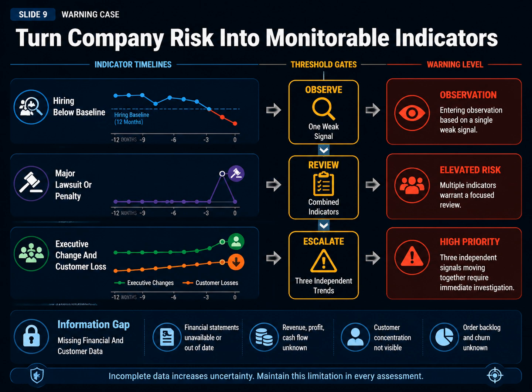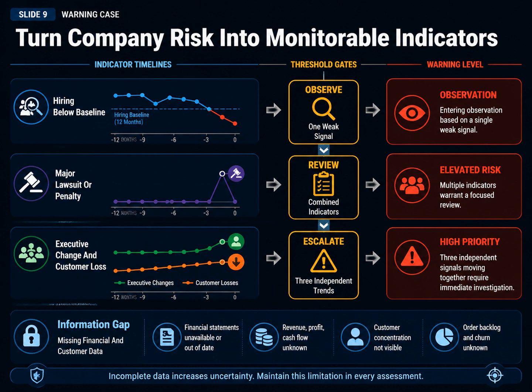Hiring below the 12-month baseline can enter observation. A major new lawsuit or regulatory penalty raises the legal risk level. If an executive change appears together with the loss of an important customer, that combination triggers a focused review. 3 independent signal groups moving in the same direction can justify a high-priority investigation.